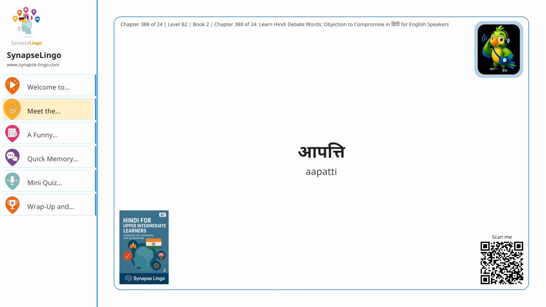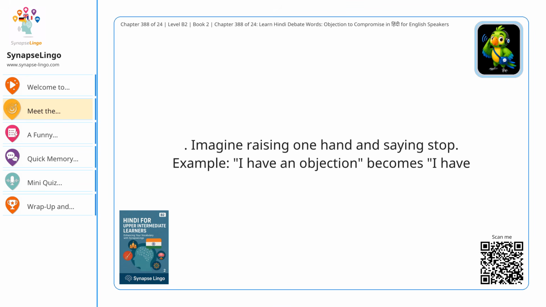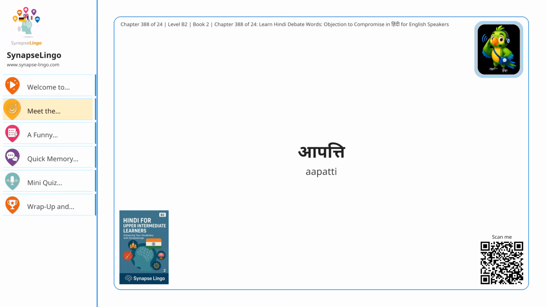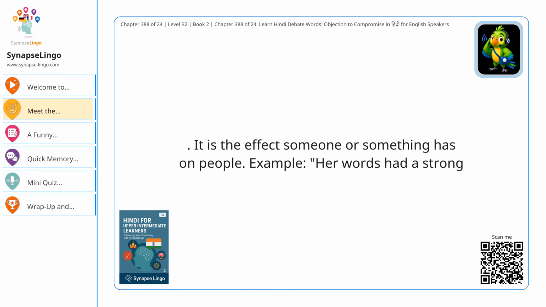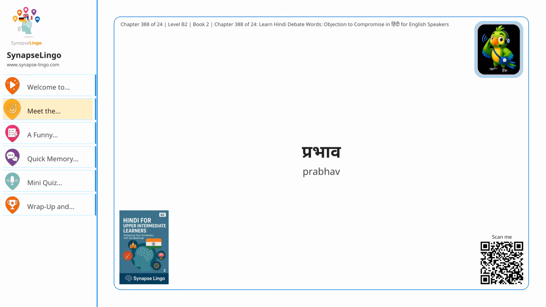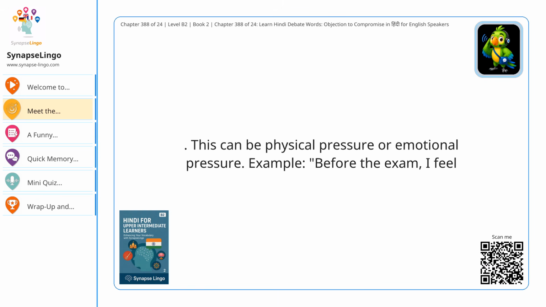Objection is Apatti. Imagine raising one hand and saying stop. Example: I have an objection, becomes, I have Apatti. Influence is Prabhav. It is the effect someone or something has on people. Example: her words had a strong Prabhav on me. Pressure is Dabāv. This can be physical pressure or emotional pressure. Example: before the exam, I feel Dabāv.